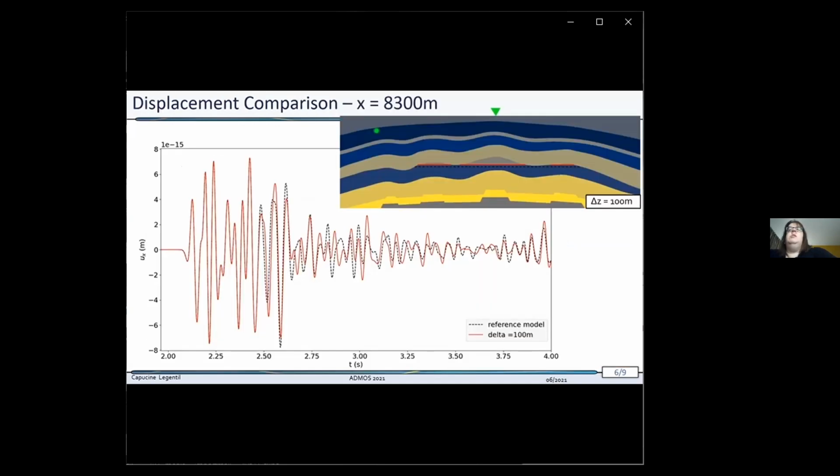For each model, we run elastic wave propagation simulation, and the displacement is recorded. We first look at the seismogram at one receiver, shown as the green triangle in this image. Here, the depth error is 100 meters. It is the difference between the reference contact depth and the model contact depth. We can see that there are some differences here or here. And to compare the simulation results, I will show you in the next slide the quantification of the simulation difference.